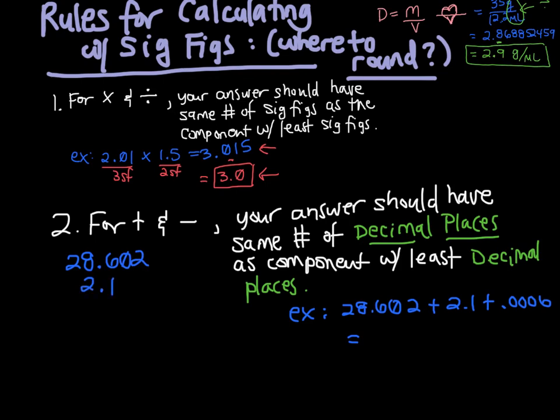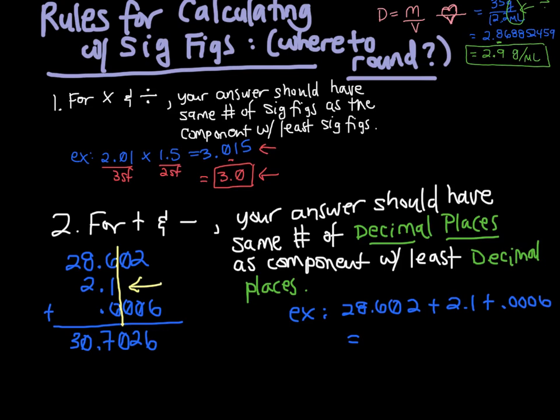Like I said with the multiplication and division rule above, you want to go ahead and actually do the math in your calculator. I'm going to write down the answer that you get in your calculator. You get 30.7026. But I don't want to actually write down all those digits in the end and report my answer that way. Because if you look at the degree of precision, this right here goes the least number of decimal places.